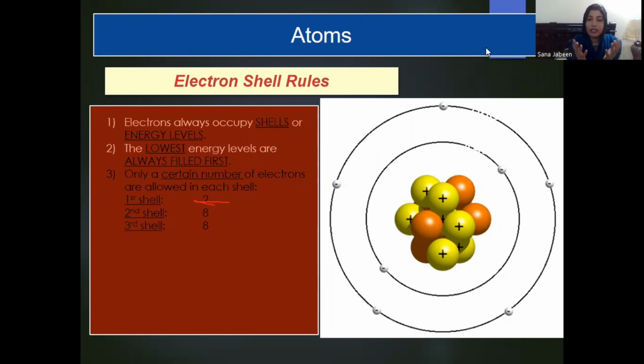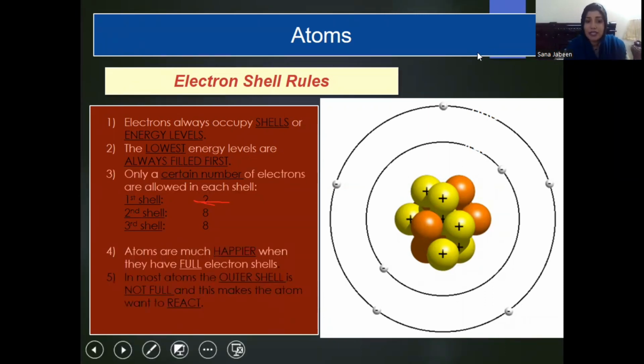So when an atom is filled with 8 electrons in the outer shell, we say that it is a stable atom. If fewer electrons are present in the outer shell, for example, in the third shell there are 7 electrons instead of 8, what does it mean? There is 1 electron less, so that atom has to react with another atom and get 1 more electron to make itself stable.